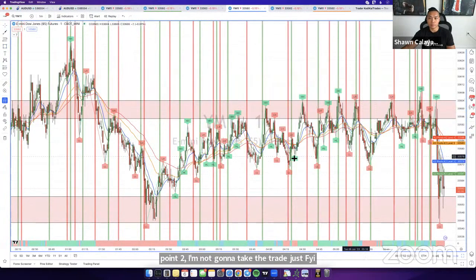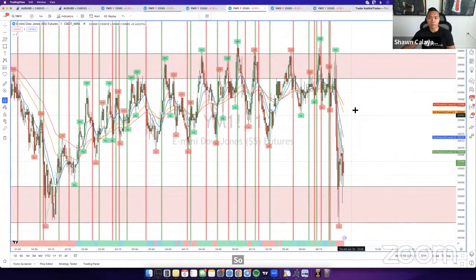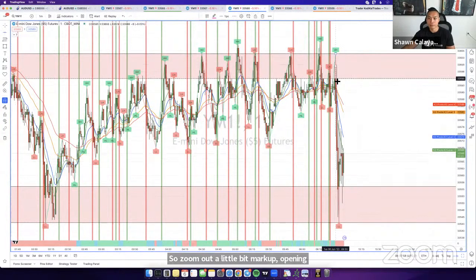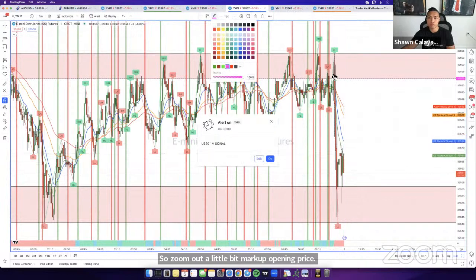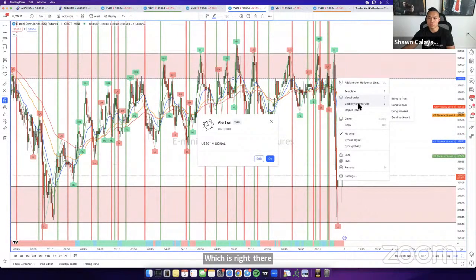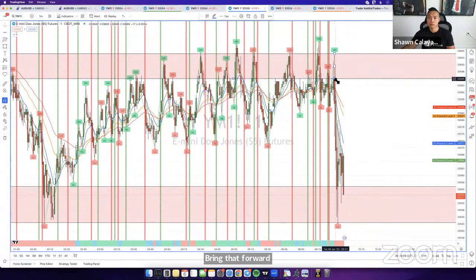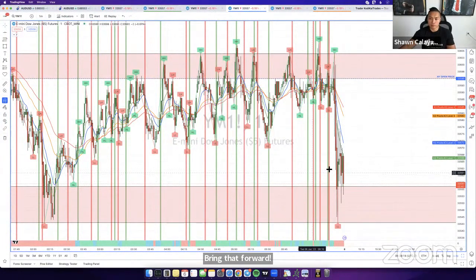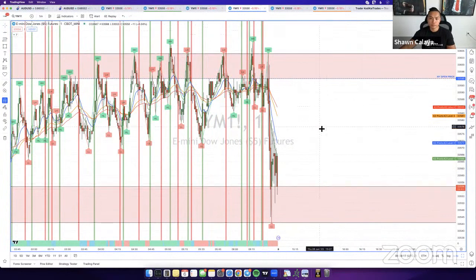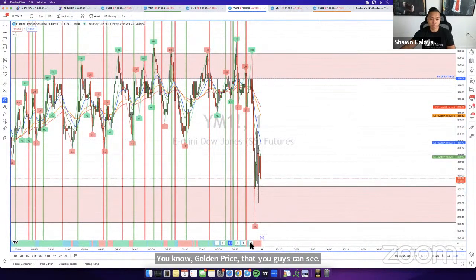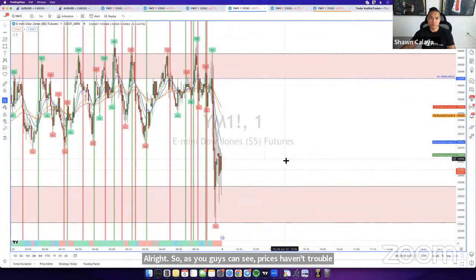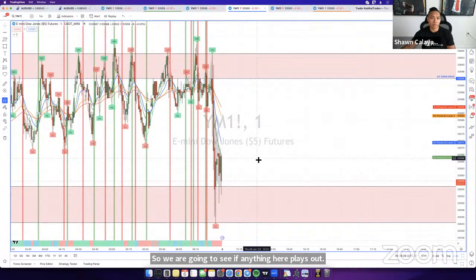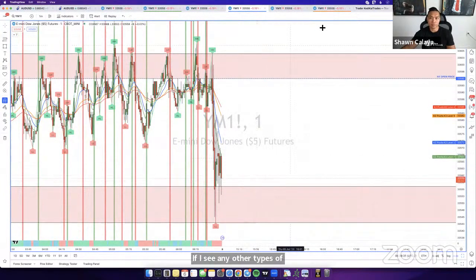Zoom out a little bit. Mark up opening price, which is right there. Bring that forward. New York open price that you guys can see. As you can see, price is having trouble getting past its range down below. We are going to see if anything here plays out. If I see any other types of entries, I'll identify them. But for now, again, our only official entries are going to be high-low momentum scalps and liquidity push.